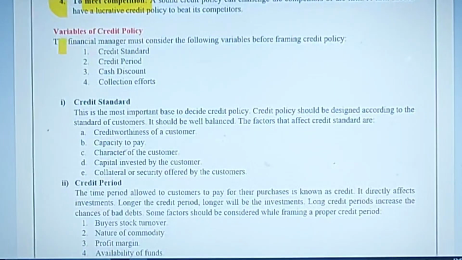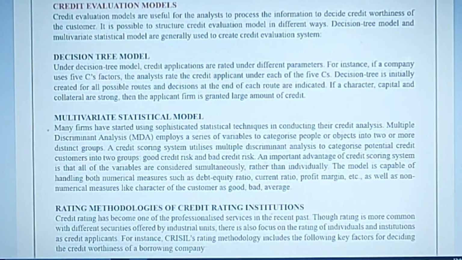Okay, then we have the different variables of credit policy, like elements or components, you can say. And these are the four important elements. The first one is credit standard, credit period, cash discount, and collection efforts. So these are the important variables or factors that affect the credit policy of a company. So you must expand all these points.